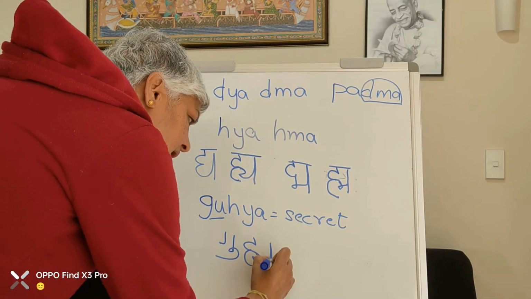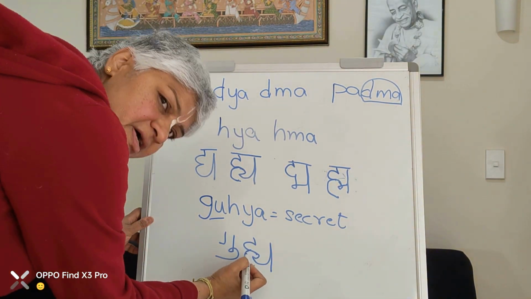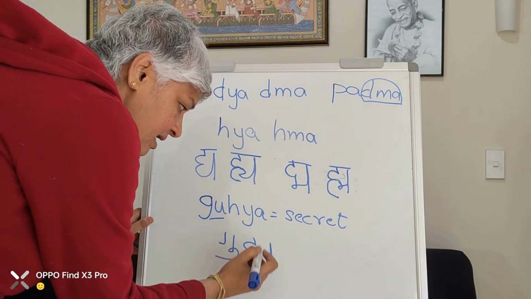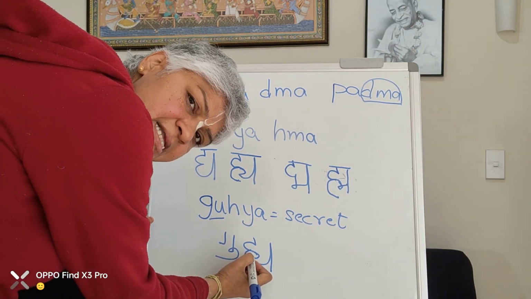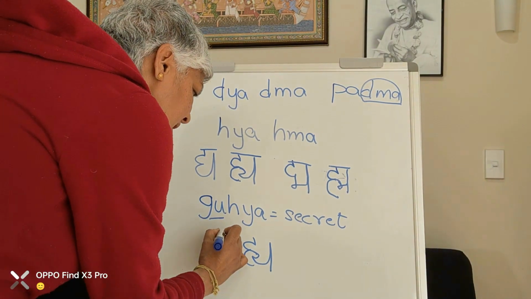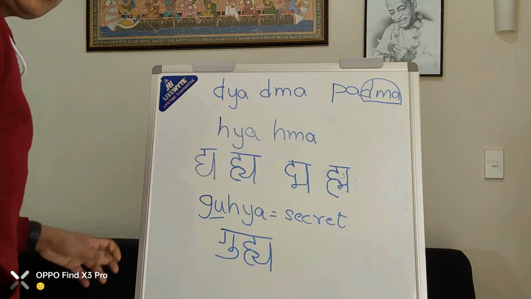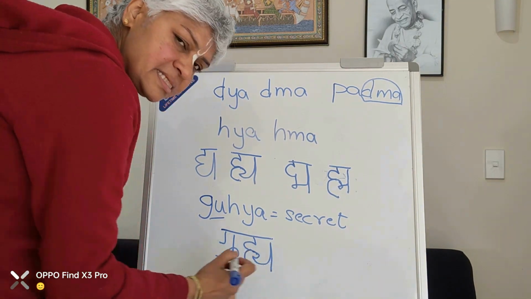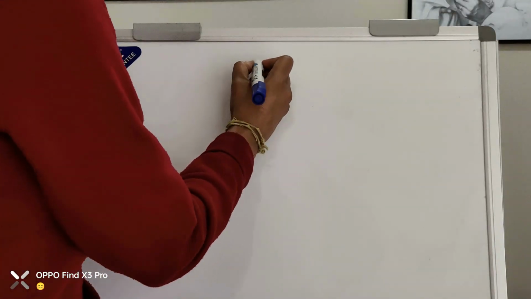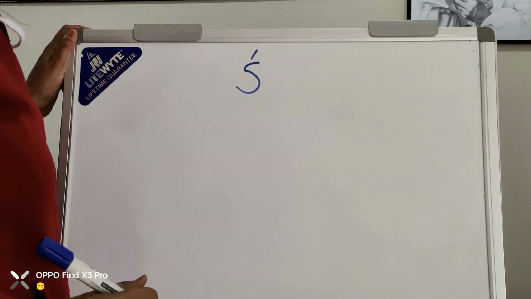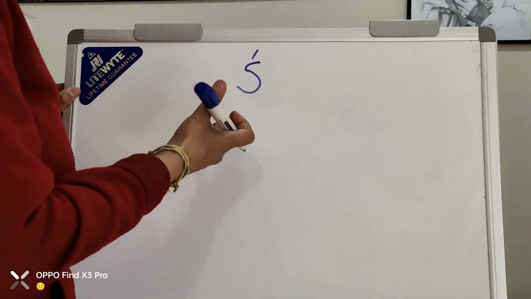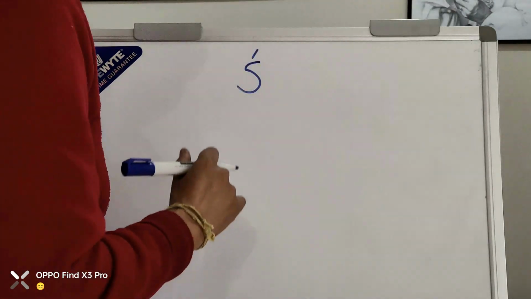Ya. So the half ha sound means the next alphabet, the ya, goes from the ha's tummy. Okay? Ghya. So when you have a half ha, the next alphabet will start from its tummy. Next we're going to look at sh. This is the cha cha cha, sha sha sha. It just changes. Okay.